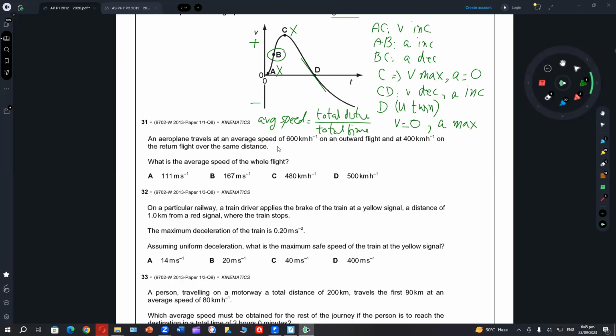C and D are very close. A is 111, B is 161. I want to still test the main formula. Average speed is total distance upon total time. Well, what's the formula of speed, sir? Sir, we don't have total distance or total time either. Speed is equal to distance upon time. Yeah. And we have the speed.